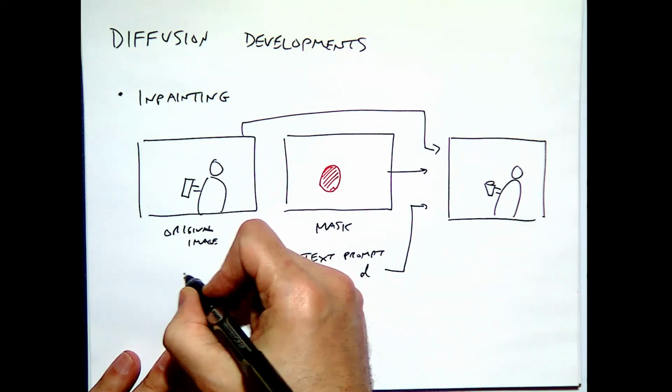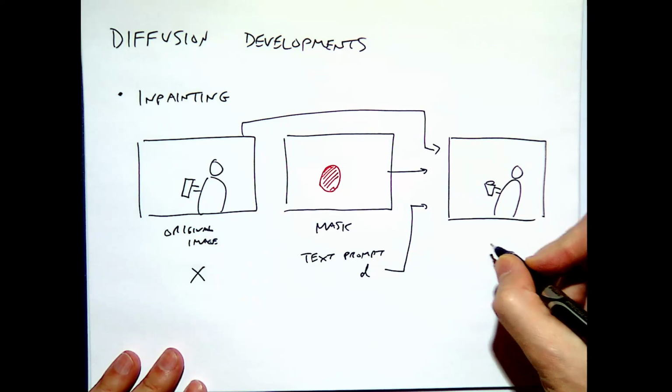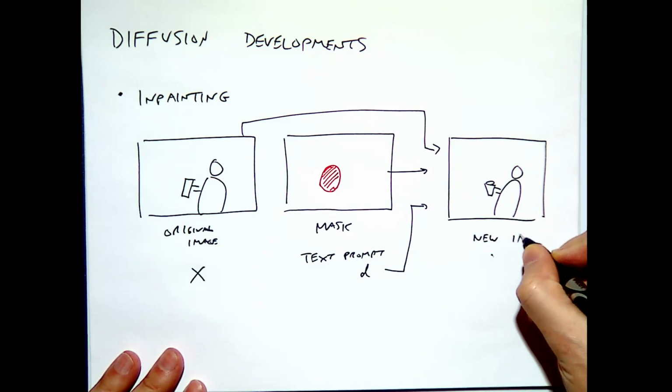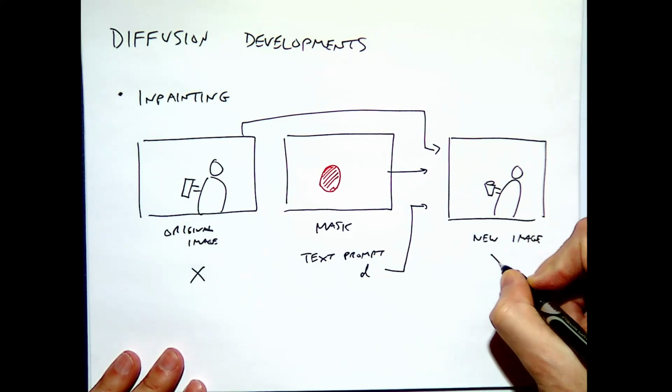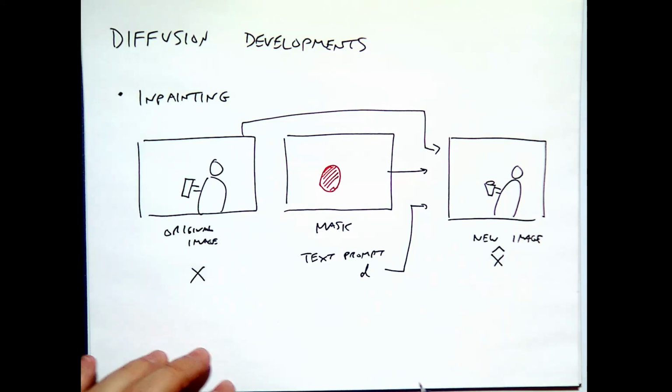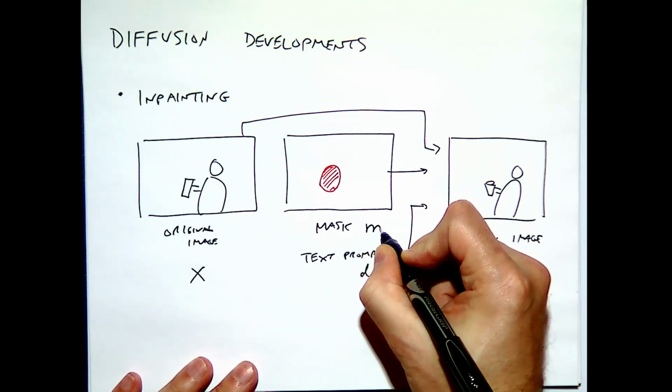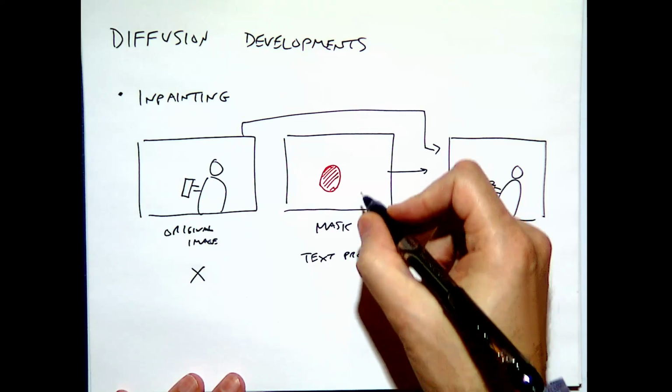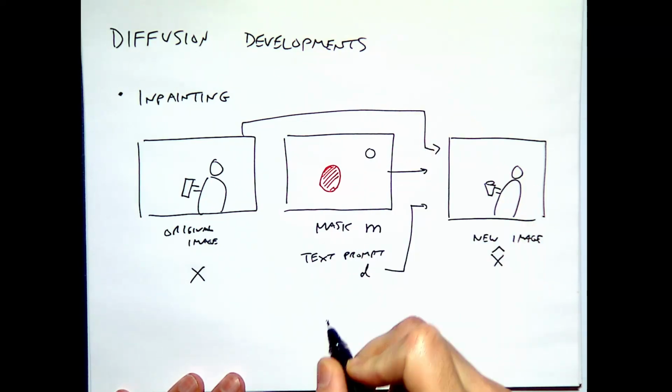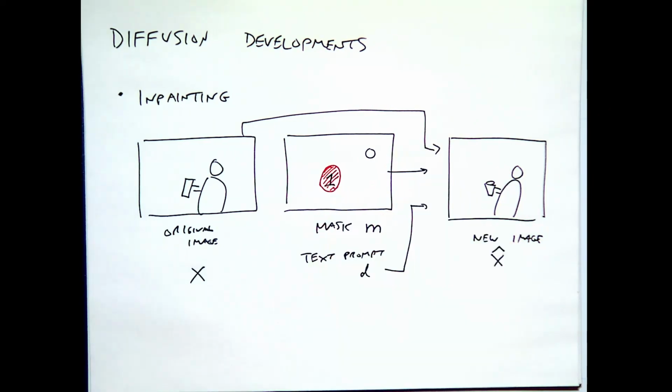So let's call the original image X, and the new image X hat. And this mask, let's call M. This is a binary mask where it's 0 where I want the image to stay the same, and 1 where I want the image to change.